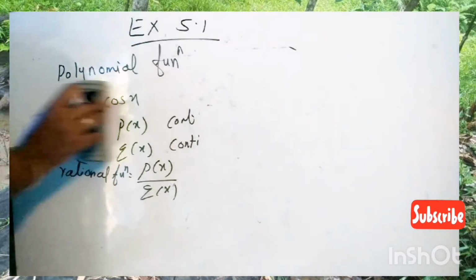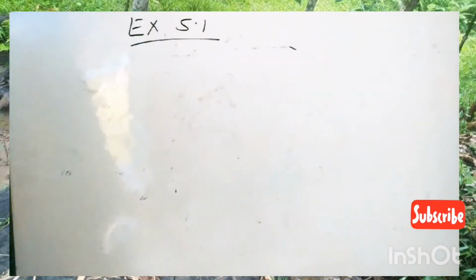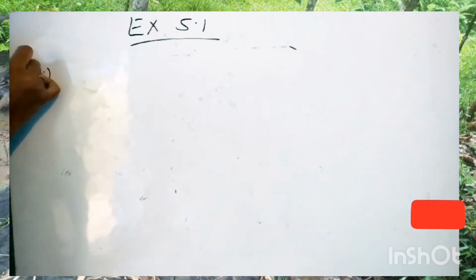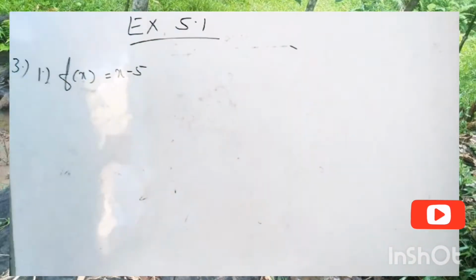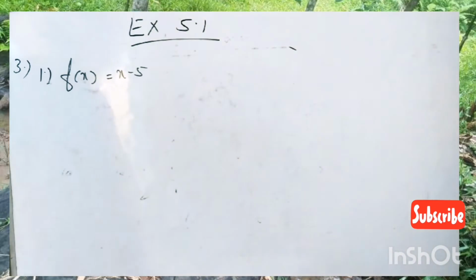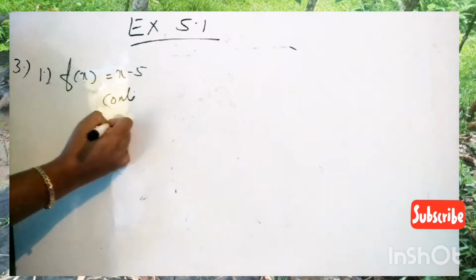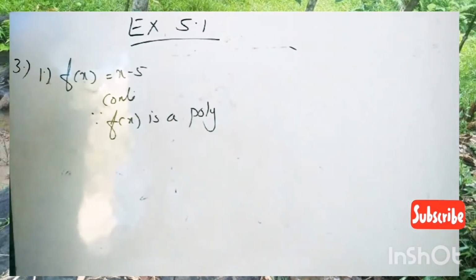Now, in the third question, we need to examine the continuity. First one: f of x is equal to x minus 5. We know that this x minus 5 is a polynomial in x, and polynomial functions are always continuous. Therefore, this is continuous, since f of x is a polynomial.